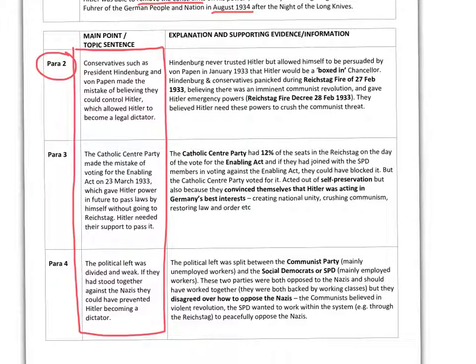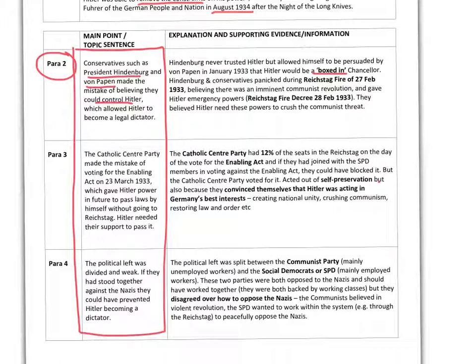Okay, the Conservatives, and the best example is President Hindenburg, but also his friend von Papen, who had been Chancellor before Hitler was appointed, made the mistake of believing they could control Hitler, which allowed Hitler to become a legal dictator. So what you're doing here is you're talking about the fact that when they appointed Hitler, there were all sorts of strings attached, which they believed made Hitler into their puppet. So Hitler was effectively boxed in. The Nazis, remember, only had 3 seats out of 12 in the cabinet, etc., etc.